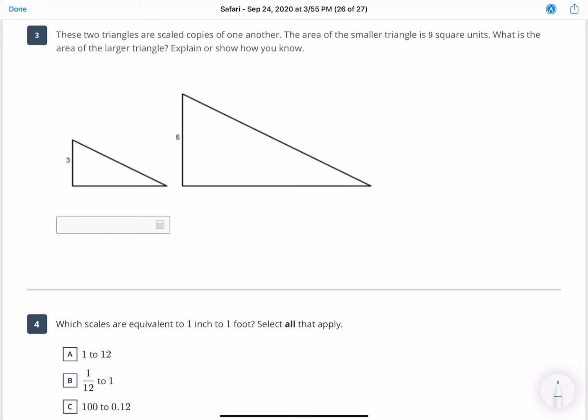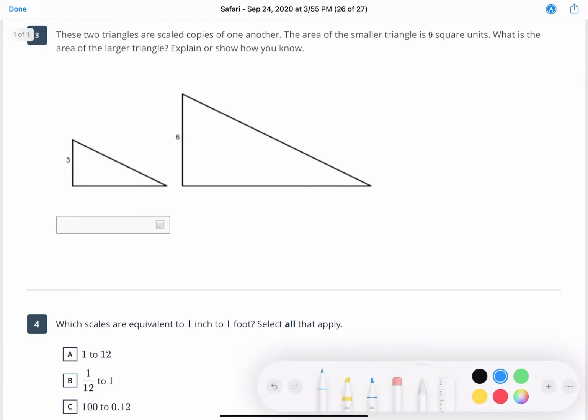Look at question 3 and 4. It says these two triangles are scale copies of one another. The area of the smaller triangle is 9 units. What is the area of the larger triangle? Explain or show how you know.